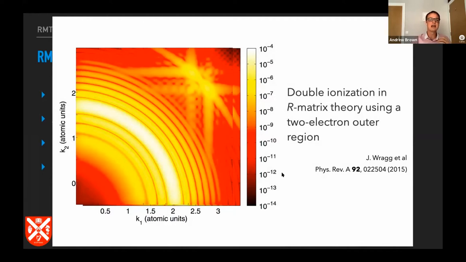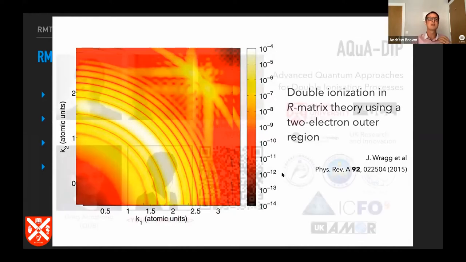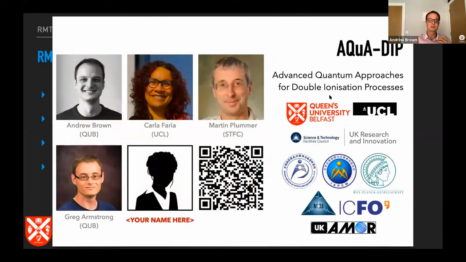And subsequently, not much has happened with that, but we have just been funded for a project looking specifically at double ionization processes. So myself and Greg Armstrong at Queen's will be developing a double ionization RMT code. Martin Plummer will be helping us with some of the computational aspects of that. And Carla Faria at University College London will be developing her Coulomb quantum orbit strong field approximation method, which is a semi-analytical approach to address double ionization processes as well.